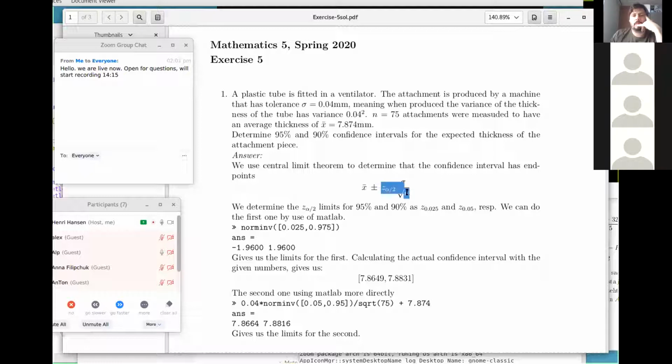Here we do it the other way around. Sorry, dividing by the standard deviation, not dividing by the variance, standard deviation. The standard deviation is the standard deviation of the actual distribution divided by, of course, the square root of n, because we have n data points here. So we get the limits, and the confidence interval falls in between 7.8649 and 7.8831.